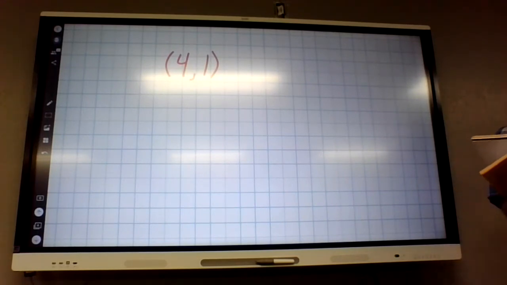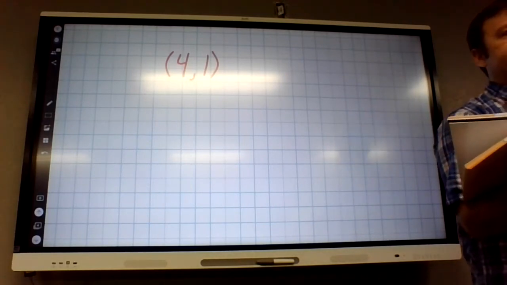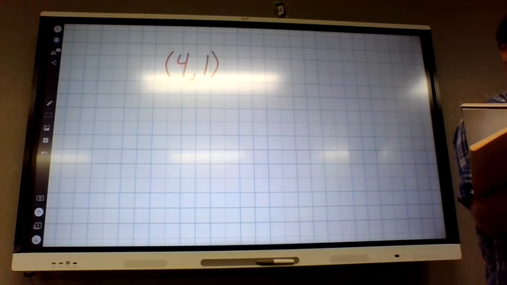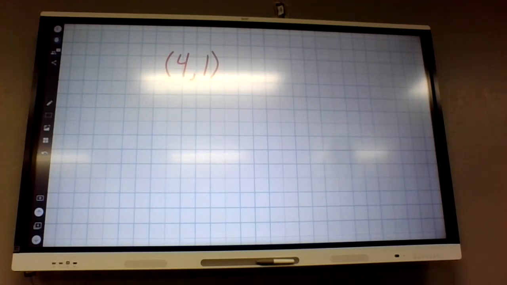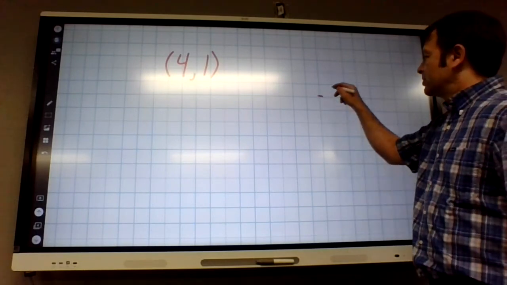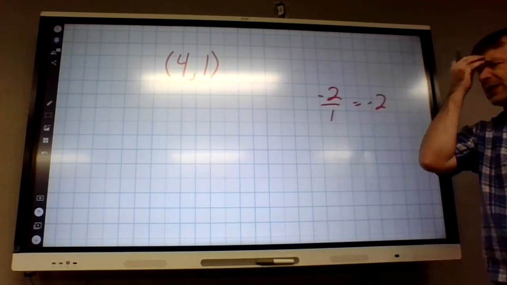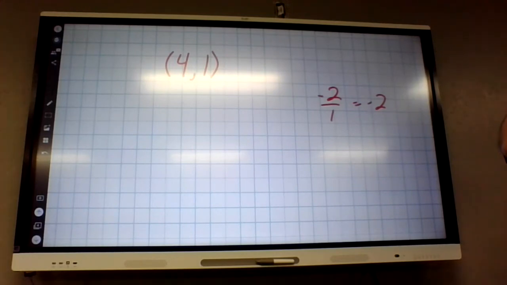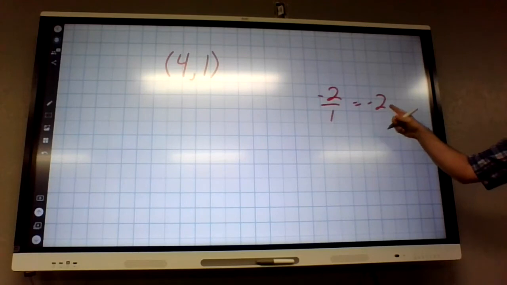Okay, if we want our line to be parallel to line C, what does that tell us? It's going to have the same slope as line C. So what is the slope of line C? It's down 2, right 1. So it's negative 2 over 1, or just negative 2. So that's the slope. And for our parallel line on 41, we want to use the same slope.